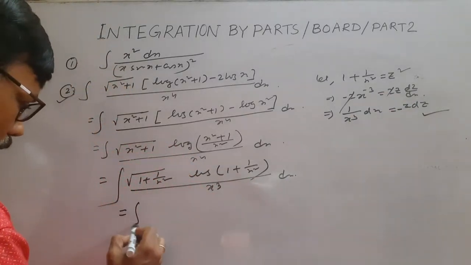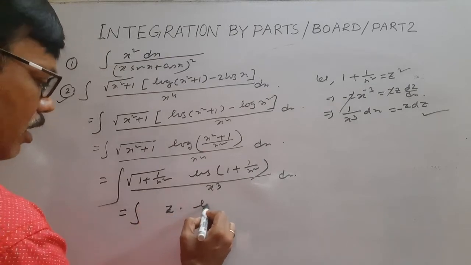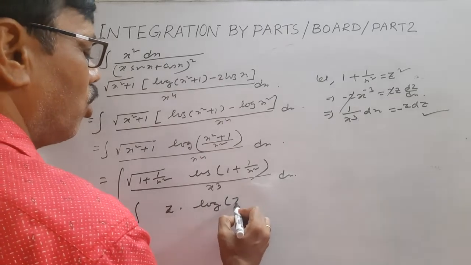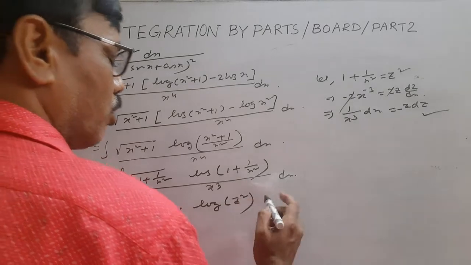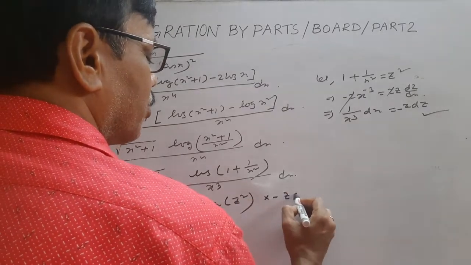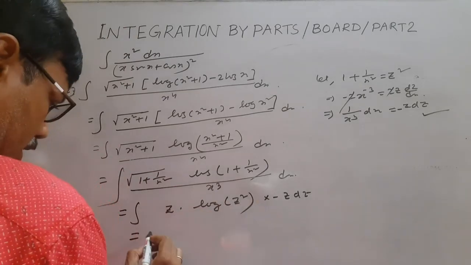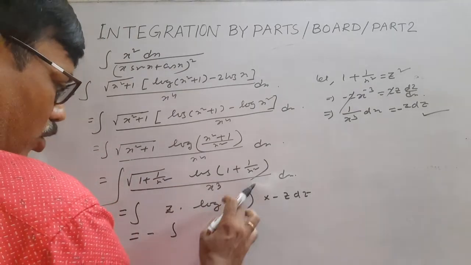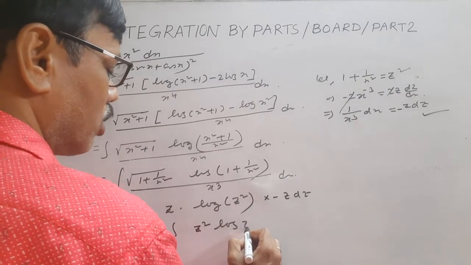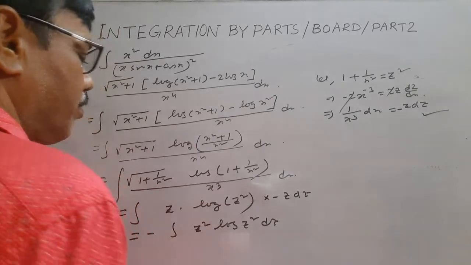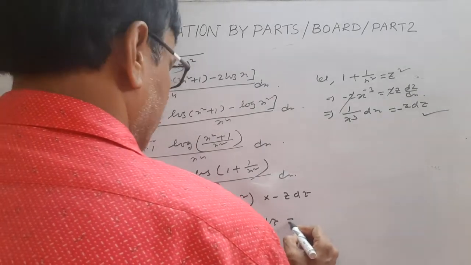Now this one is root over z square, that is z. This is log z square and dx by x cube is minus z dz. So z into z square, 2 log z, z square log z square dz.